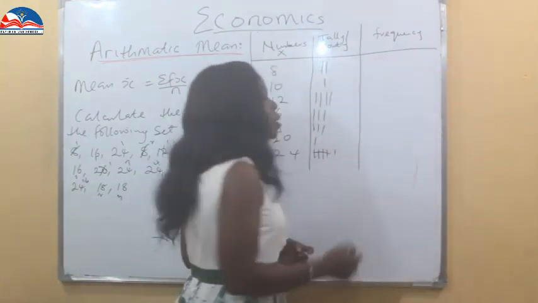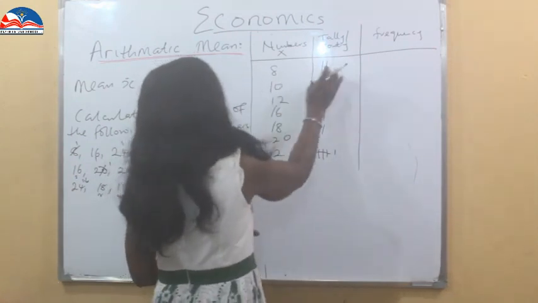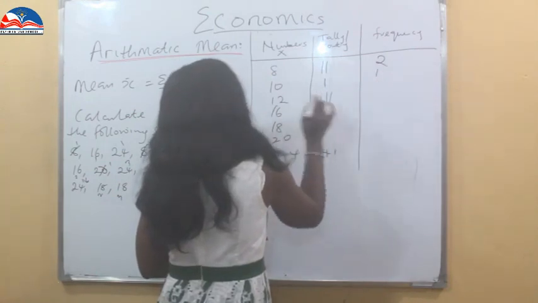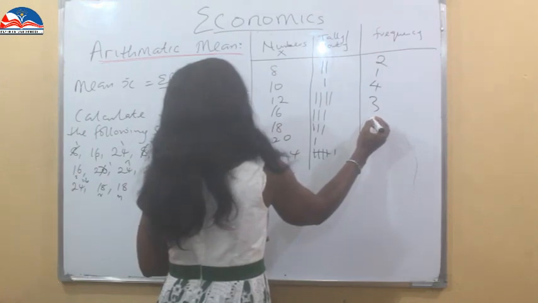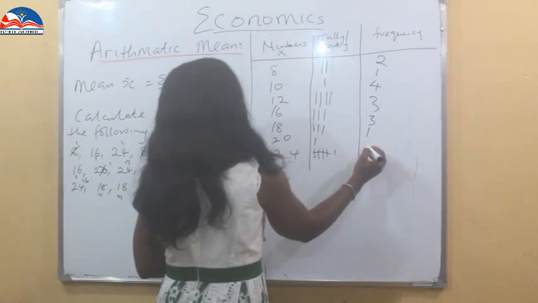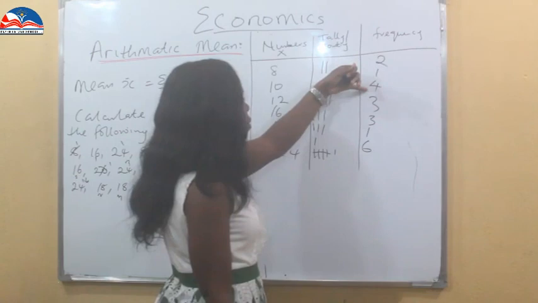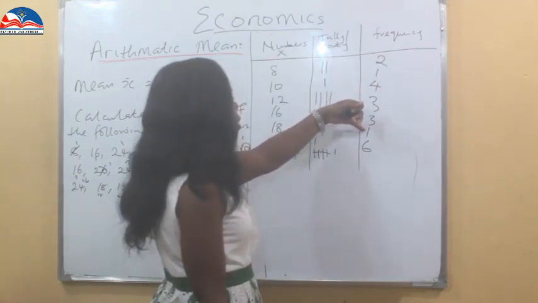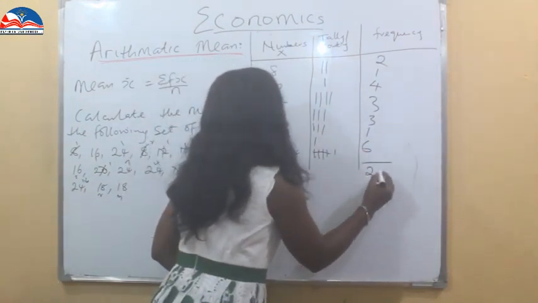So now we'll come to our frequency. How do we get our frequency? Our frequency is gotten by this number of counters. So here, 8 is 2, 10 is 1, 12 is 4, 16 is 3, this is 3 again, 1, and this is 6. 3, 7, 10, 13, 14, 14 plus 6, 20. So when you sum it up, make sure this is 20.